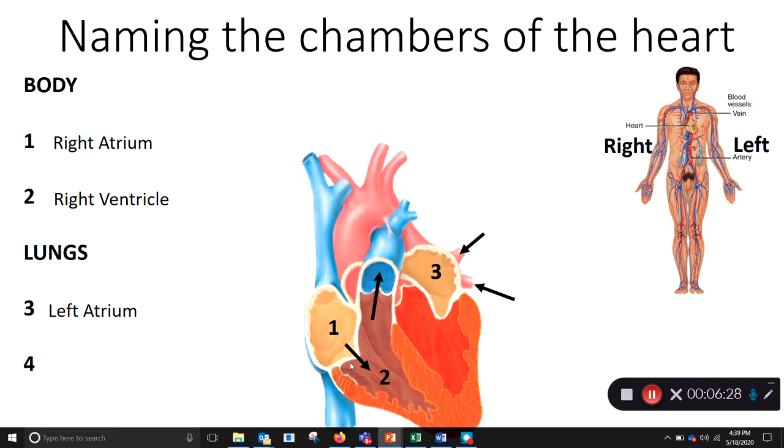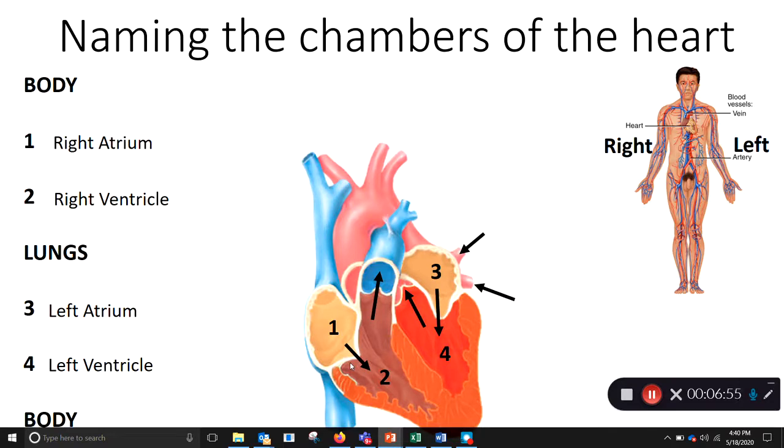Your atrium contracts, forcing blood past the valve and into this chamber, which is a ventricle. It is on the left side, so you're going into the left ventricle, which is a lot meatier, which then, when it contracts, pushes blood out through this valve and out to the body. So those are the chambers of the heart.